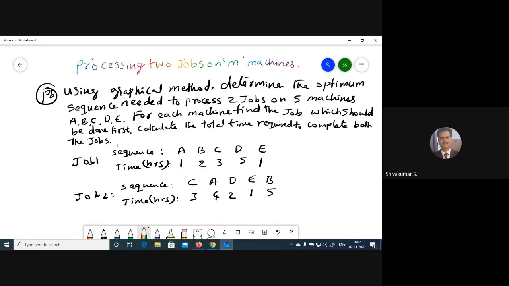Okay, so today I'm going to cover this problem, that is processing of two jobs on M machines. We have only two jobs, and you have multiple machines. So far, I have covered two jobs two machines, N jobs three machines, N jobs. But now it's a typical problem where you have only two jobs and a number of machines. So take the problem now.